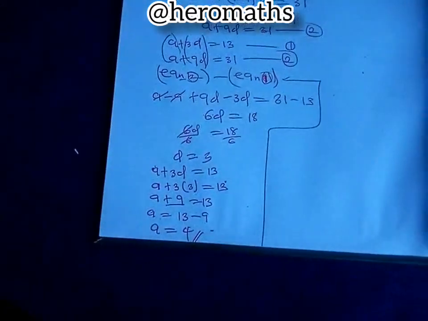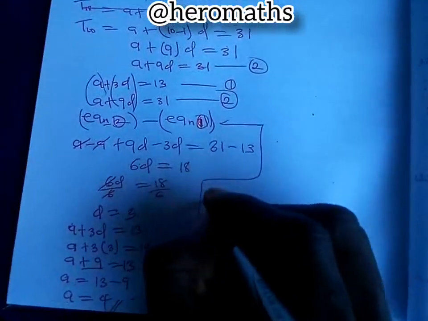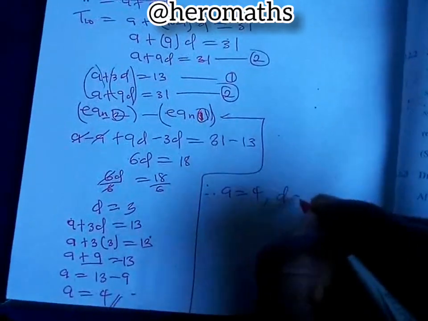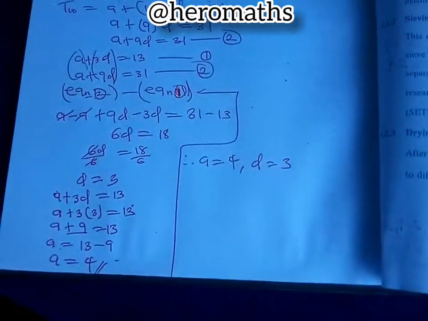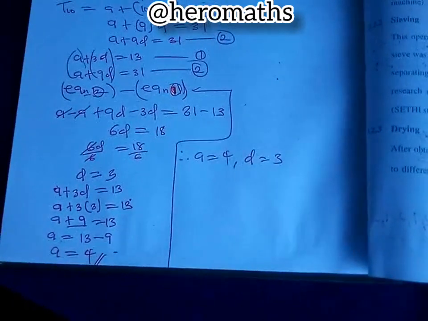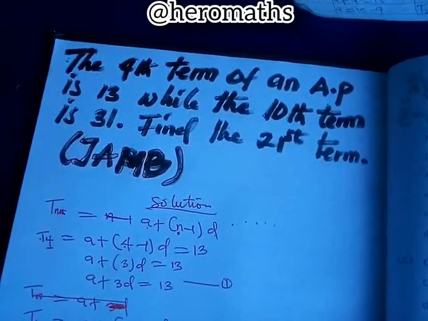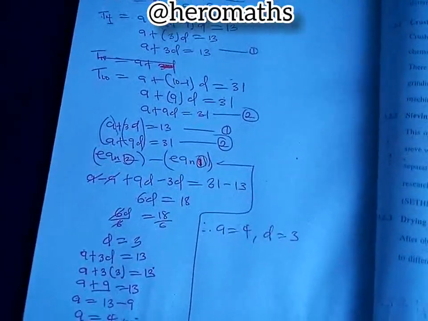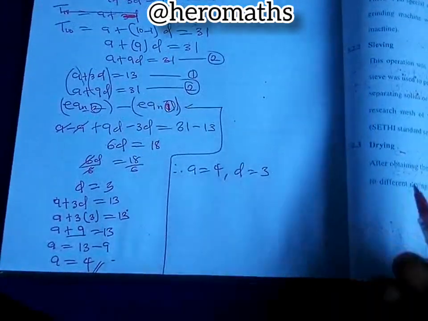Therefore, a is equal to 4, while d is equal to 3. The first term is equal to 4 and the common difference is equal to 3. But the question does not stop there. The question says find the 21st term. But here we have just gotten the first term and the common difference.